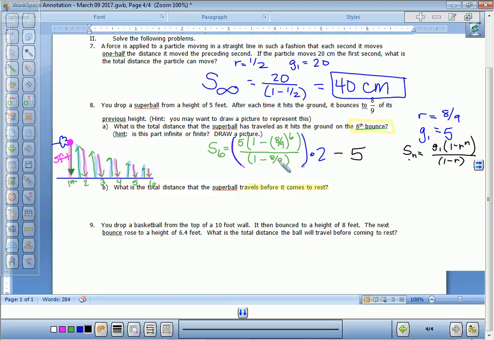All right, punch it in. Let's see if you got 40.6. 40.6 feet is the total distance, which is right, Sam, so don't laugh at me.